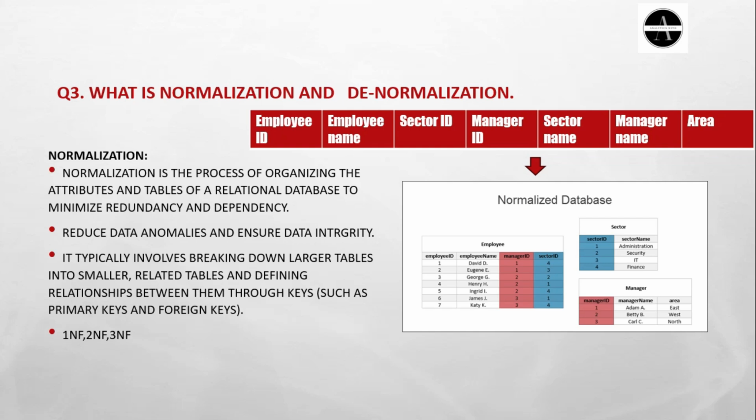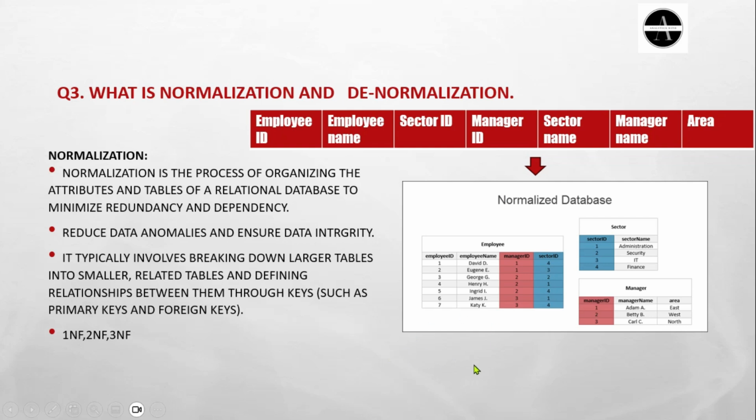The primary goals of normalization are to eliminate data redundancy, meaning data duplication, reduce data anomalies such as update anomalies and delete anomalies, and ensure data integrity. It typically involves breaking down a larger table into smaller related tables and defining a relationship between them through keys such as primary key and foreign key. It usually involves splitting a table into smaller ones to achieve a specific form of normalization, often represented as normal forms like 1NF, 2NF and 3NF.